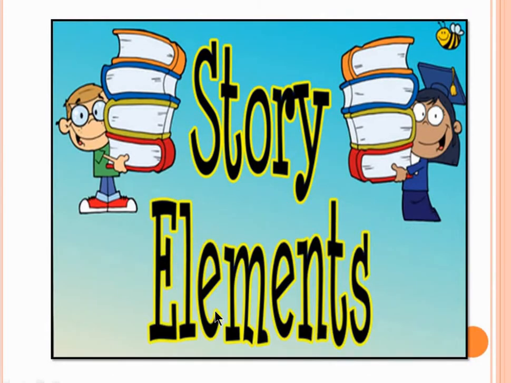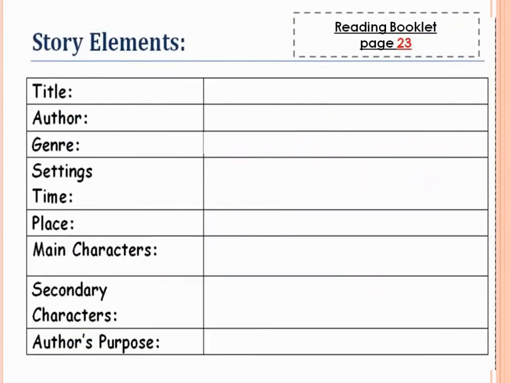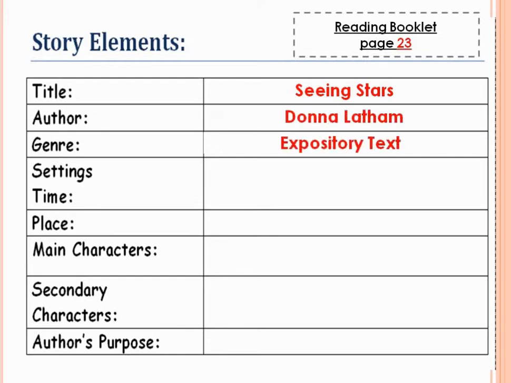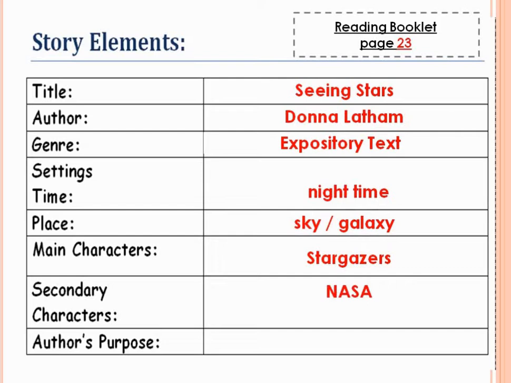Okay, kids, let's have a short review about the story elements. What is the title of our selection for this week? Seeing Stars by Donna Latham, and the genre is expository text. When we say expository text, these are information about the selection. Time is nighttime and galaxy sky. The main characters are the stargazers, and the secondary characters are from NASA.